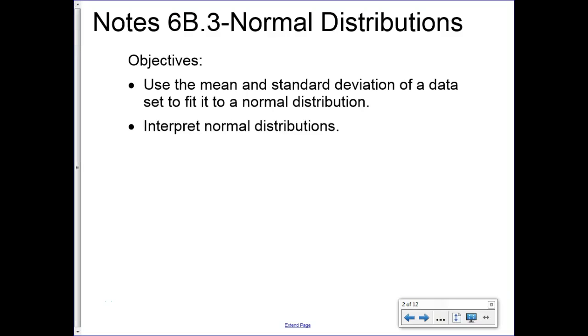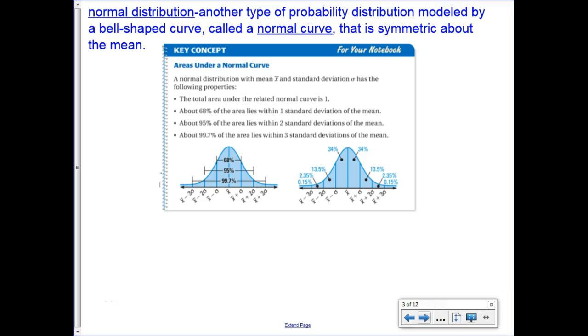Hey guys, today we are looking at normal distribution. A normal distribution is another type of probability distribution modeled by a bell-shaped curve called a normal curve that's symmetric about the mean. So that means the mean falls right in the middle, and you can see that in this first normal distribution curve. A normal distribution with a mean of x bar and a standard deviation sigma has the following property. The total area under that curve is 1.